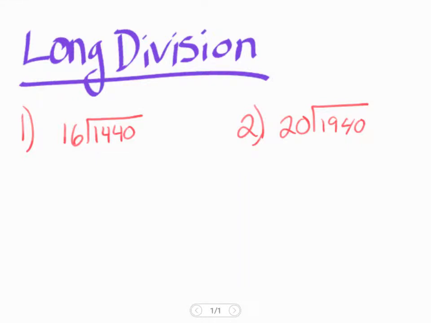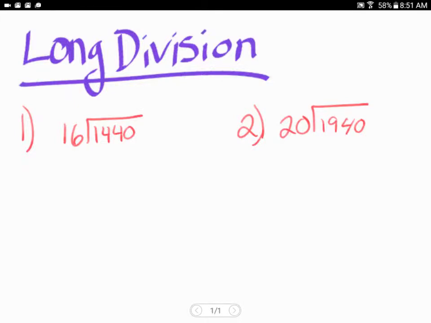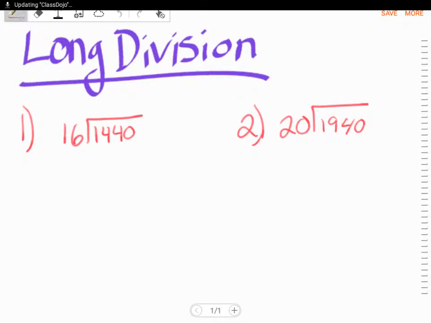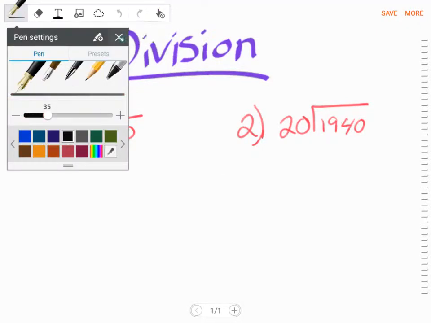Alright, so with long division, we're just going to see how many times 16 is going to go into this big number, 1,440. In order to do this, you've got to look at your different places. So I'm going to get my pen out here, and I'll do this in black.